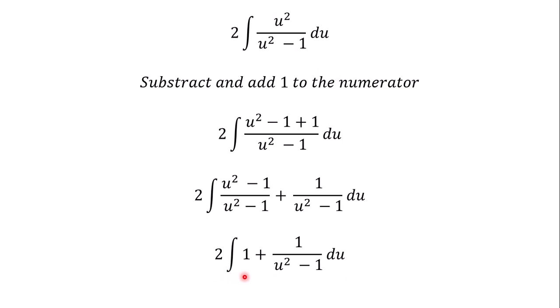So 2 integral 1 plus 1 over u squared minus 1. You see, we've gotten the same answer as we had when we used the long division. So all the approaches are the same. No matter what you do, you're going to get the same answer. But if you split this one into 3 fractions, this over this over this over this, at the end of the day, you're just going to get this one being repeated.